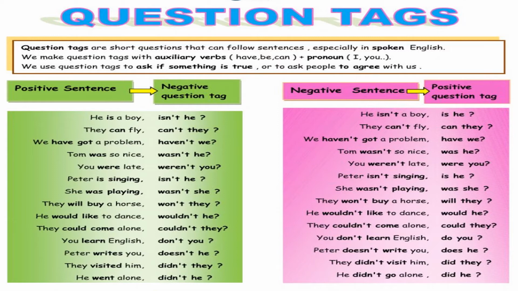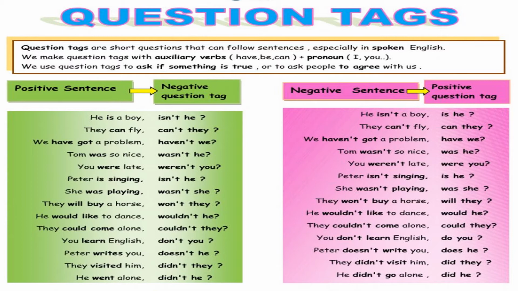He is a boy, isn't he? So the sentence here is positive, so we make a negative question tag. Another example, they can fly, can they? We have got a problem, haven't we? Tom was so nice, wasn't he? You were late, weren't you? Peter is singing, isn't he?